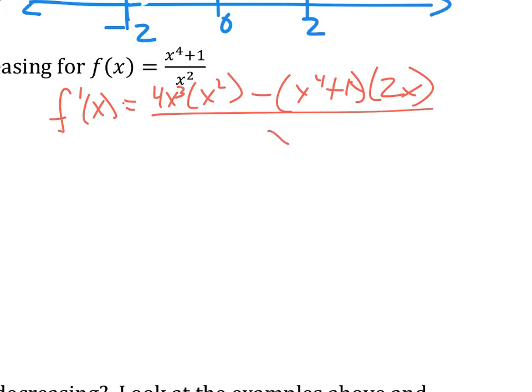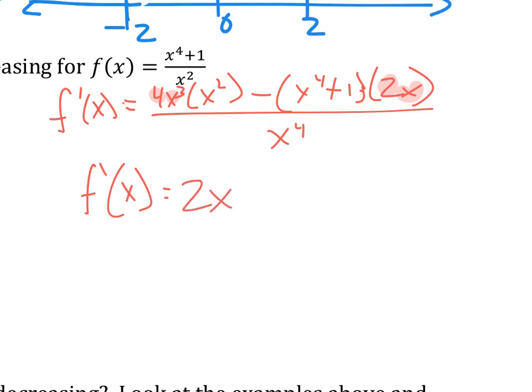And that's all over x to the 4th. Now, how do we deal with something like this? We don't want to multiply that whole thing out. What we want to do is factor out a common factor. I think we're looking at an x and a 2. Okay, so we can factor some of that.